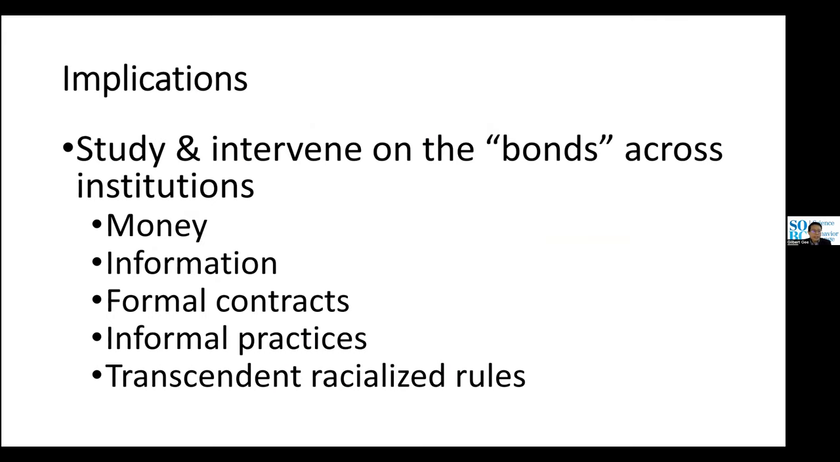And so the implications, I think, as we move forward as a field to think about structural racism, is that of course we should continue to think about institutions and institutional behavior, but we should also think more structurally about how these institutions are connected together through bonds such as money, information, formal contracts and MOUs, and so forth across institutions, as well as the informal day-to-day practices that essentially become these racialized rules. And I'll talk a little bit about the rules in a second.